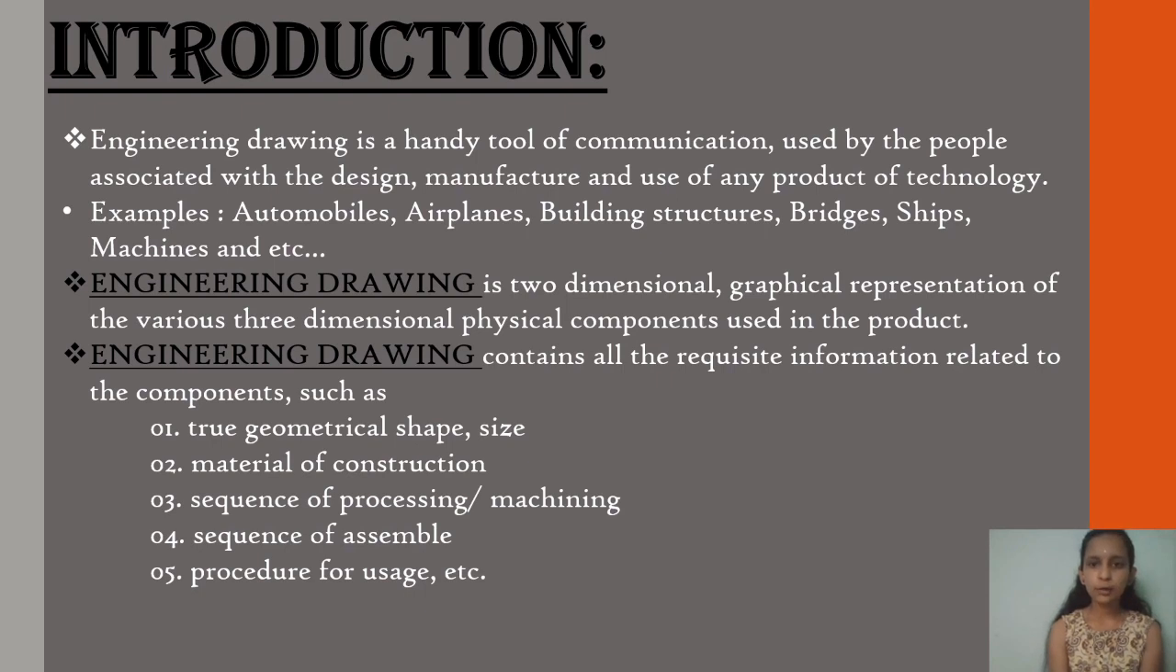Engineering drawing is a handy tool of communication used by the people associated with the design, manufacture, and use of any product of technology. Examples are automobiles, airplanes, building structures, bridges, ships, machines, etc. Engineering drawing is a two-dimensional graphical representation of the various 3D physical components used in the product. Engineering drawing contains all the requisite information related to the components, such as true geometrical shape and size, material of construction, sequence of processing or machining, sequence of assembly, and procedure for usage, etc.